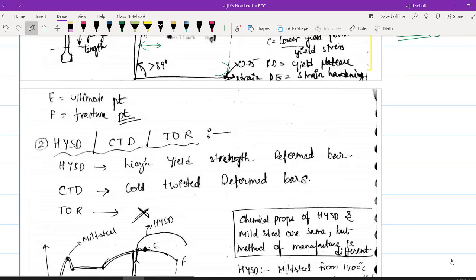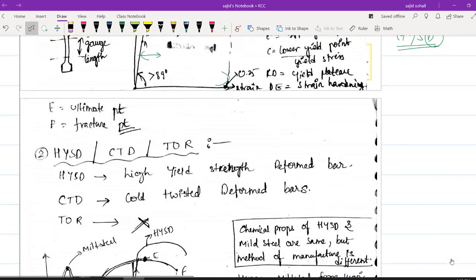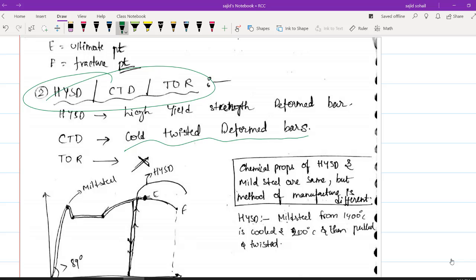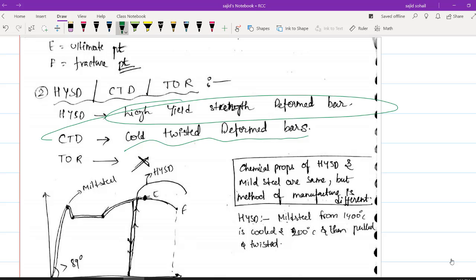So now let us continue with these bars. First one is the mild steel bar, which you already know. Now let us see this HYSD bar. HYSD bar के दूसरे भी classifications हैं like CTD, cold twisted deformed bars. But we study only one, HYSD, high yield strength deformed bars.